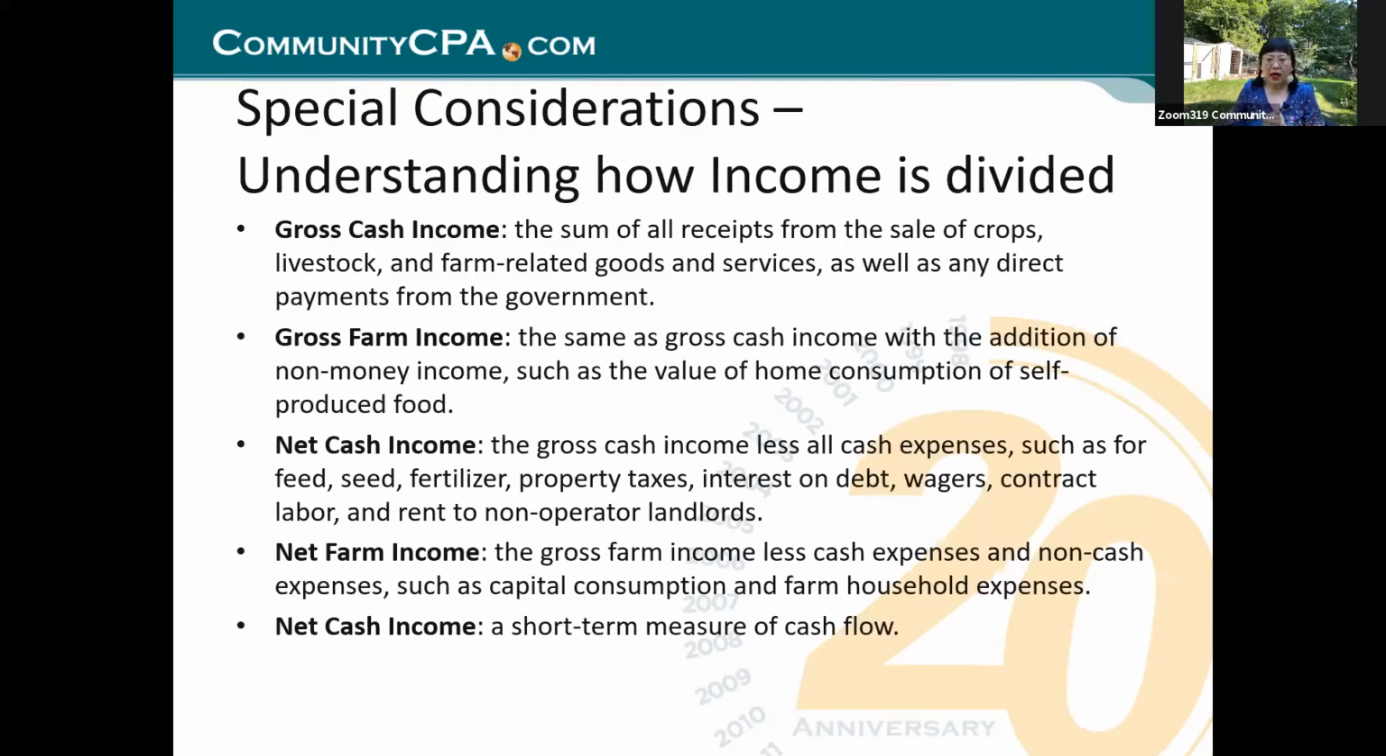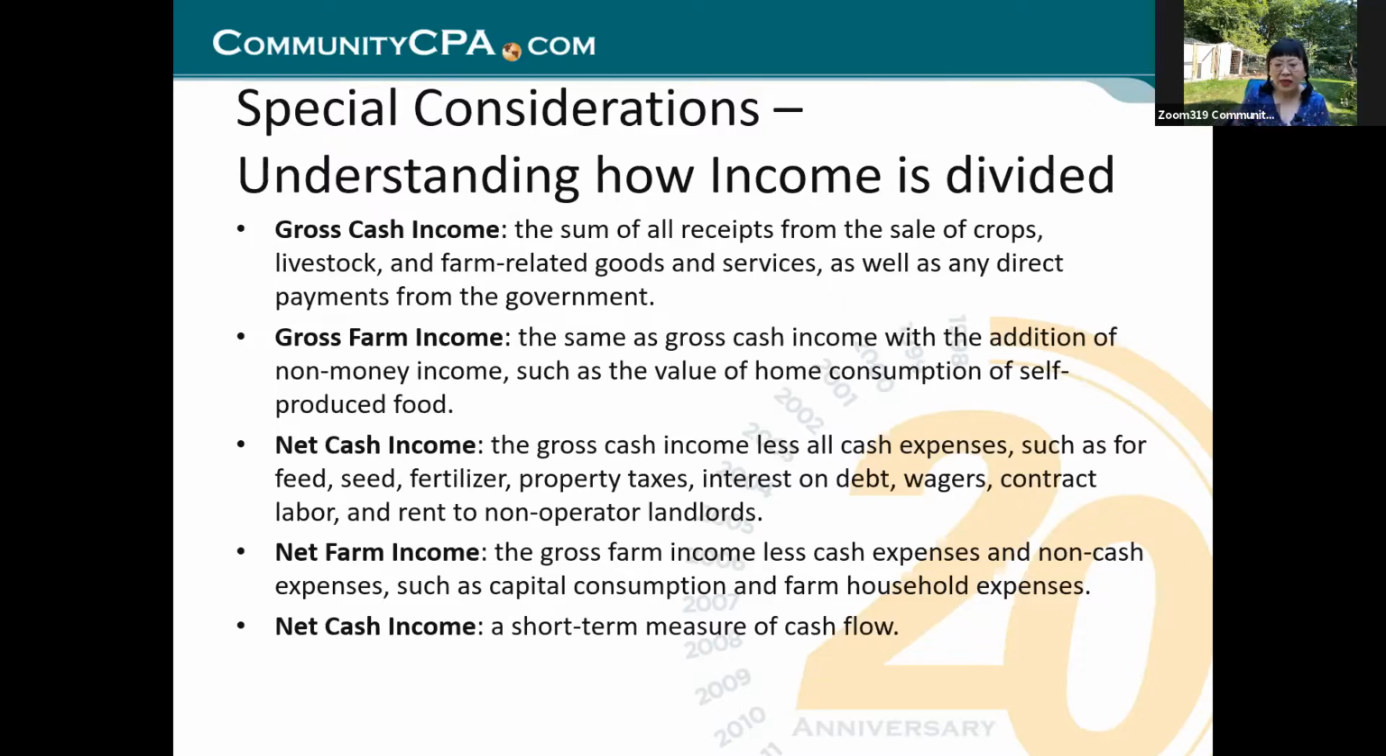Then of course, we want you to have a couple of special considerations, understanding how income is divided. The gross cash income is the income that, when Stephanie sells them on the internet, people just pay online. So that is actually considered gross cash income. That's really the income that they got.